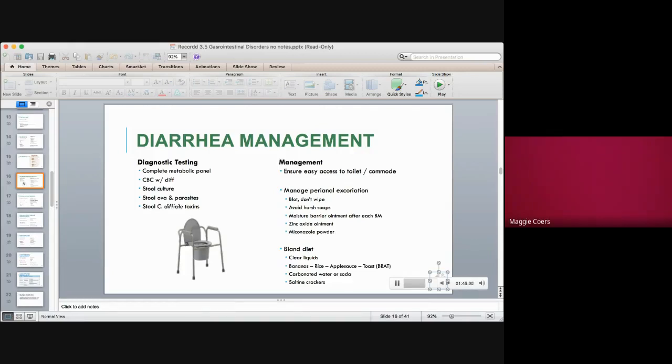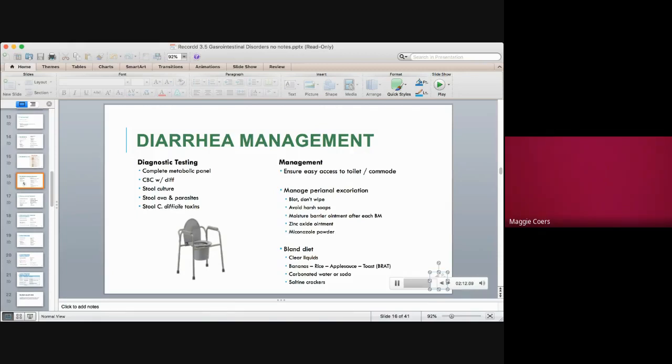And then miconazole powder. Okay, our gut is really full of yeast, so miconazole can help prevent or cure a yeast infection that happens around the anus with severe diarrhea. These patients need to be on a clear liquid diet if they're having diarrhea. All right, once we kind of get the diarrhea under control, we can change them to what we call a brat diet. Okay, that's a very bland diet.